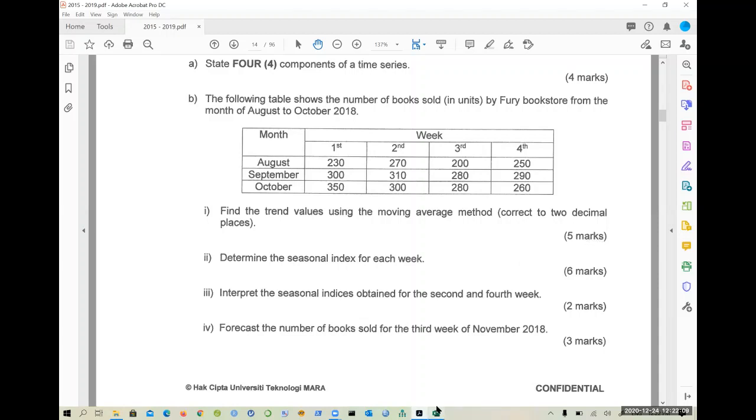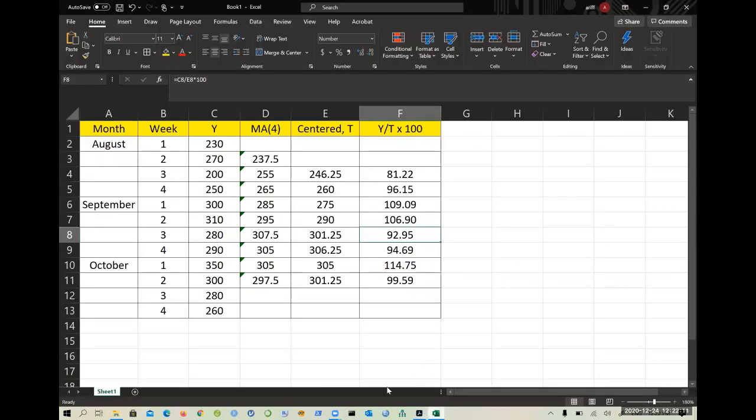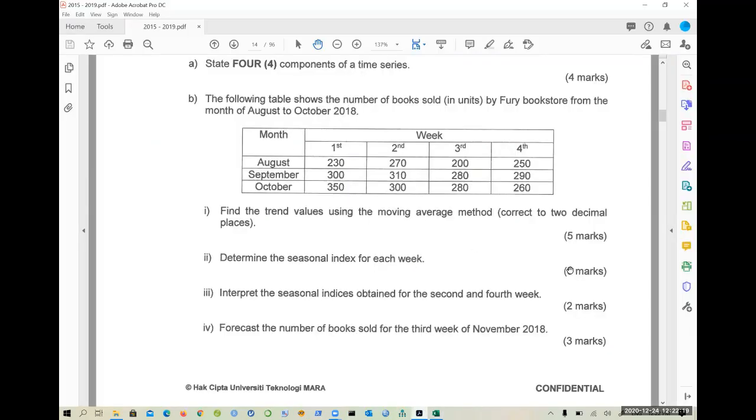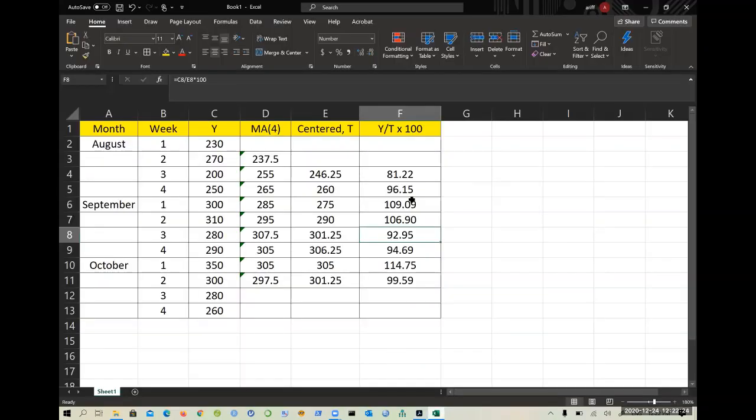Sebenarnya the 5 marks does not include the y over t. So 5 marks tu sampai sini saja. Tapi yang y over t ni markah dia kita akan ambil untuk the next question. So satu markah daripada 6 ni akan diberi untuk pengiraan y over t times 100. So this one. So 5 marks just until centered. Okay. Another 1 mark come from this one.